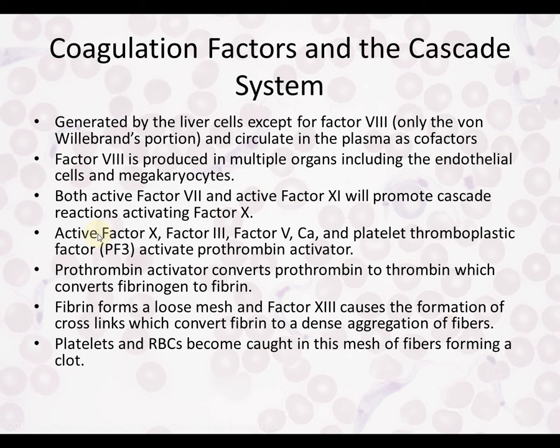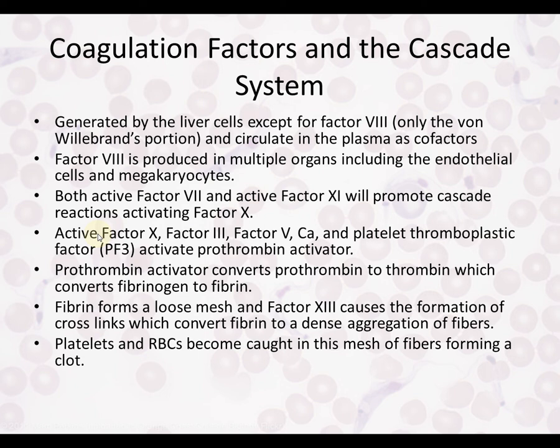Okay, both factor VII and factor IX will promote cascade reactions, eventually activating factor X. Your factor X, along with factor III and factor V and calcium and platelet thromboplastic factor, which is PF3, will activate your prothrombin activators. The prothrombin activator converts prothrombin to thrombin, which converts fibrinogen to fibrin.